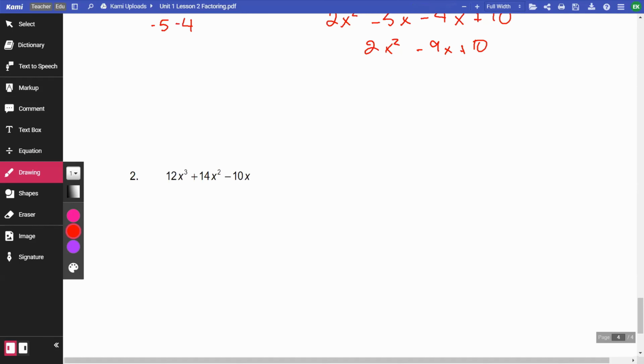Well, I see that there's a common factor of at least 2 and x that we can factor out of all the different terms in this trinomial. So let's go ahead and grab those. So 2x, I believe it's going to be a 6x squared, that's going to be a 7x, it's going to be a minus 5.